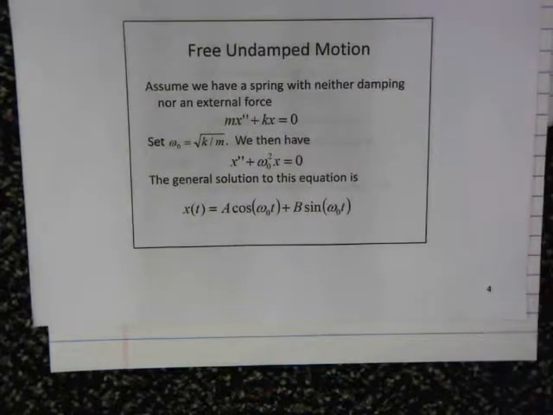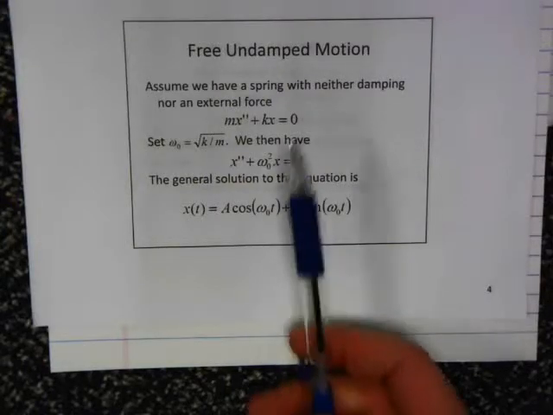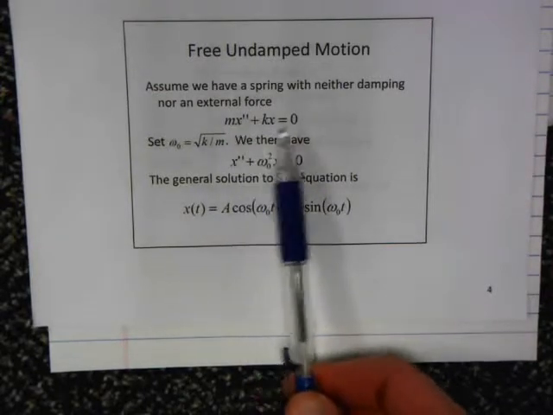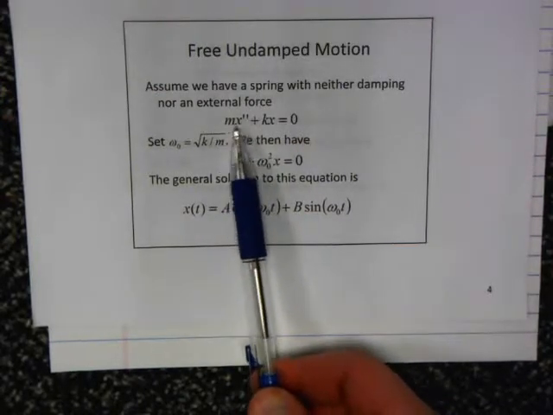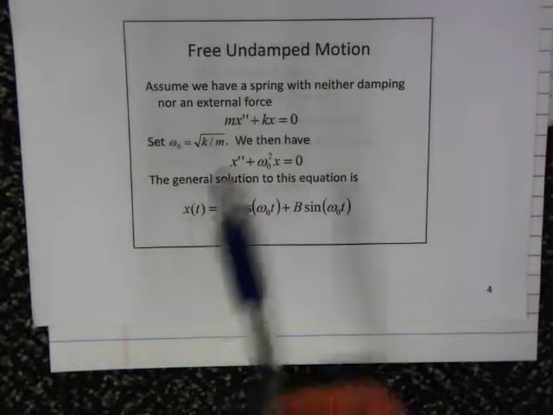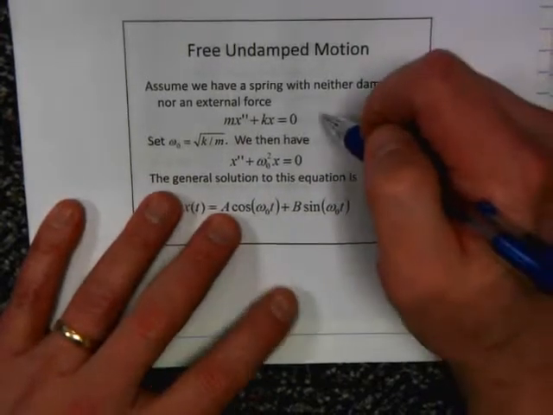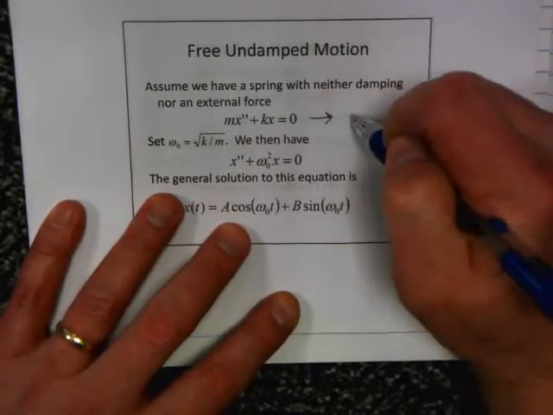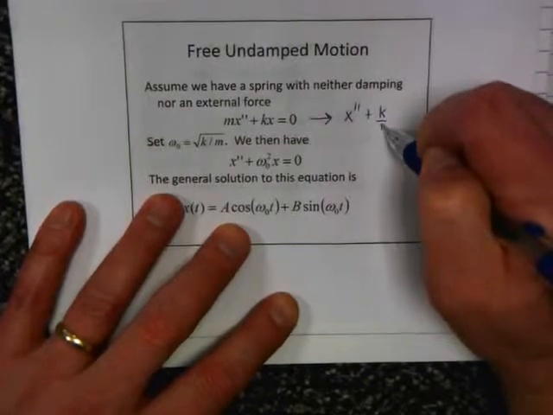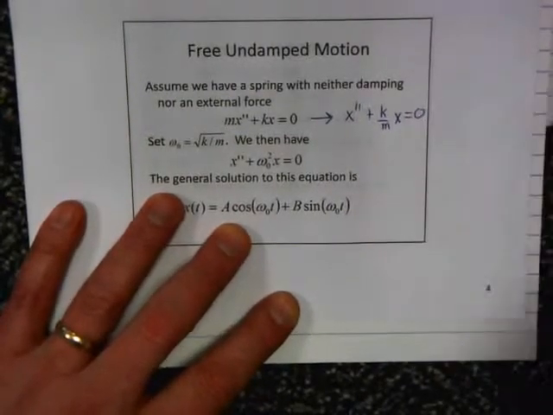So let's start with the easier situation, the free, undamped motion. Assume we have a spring with neither damping nor an external force. We end up with free, undamped motion, which means mx double prime plus kx equals 0. I'm going to divide by m, so I'm going to write this as x double prime plus k over m x equals 0.